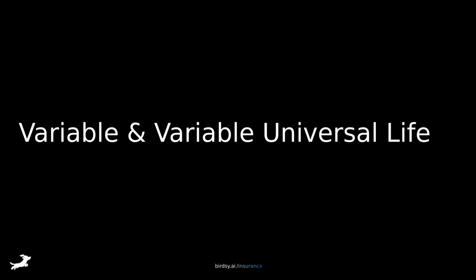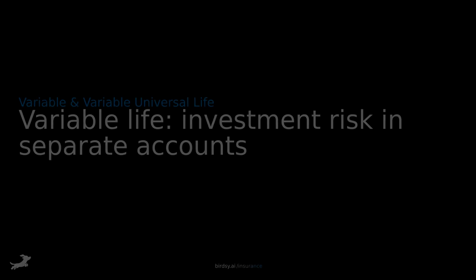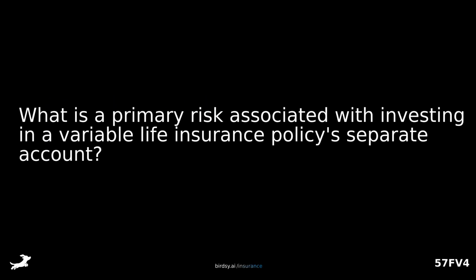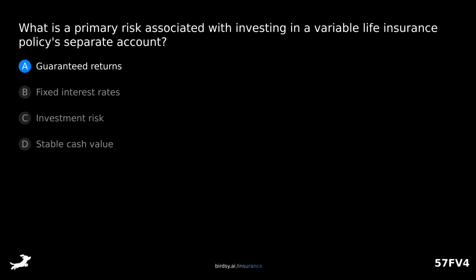Variable and variable universal life. Variable life, investment risk in separate accounts. What is a primary risk associated with investing in a variable life insurance policy's separate account? Is it A, guaranteed returns, B, fixed interest rates, C, investment risk, or D, stable cash value? The answer is C, investment risk.